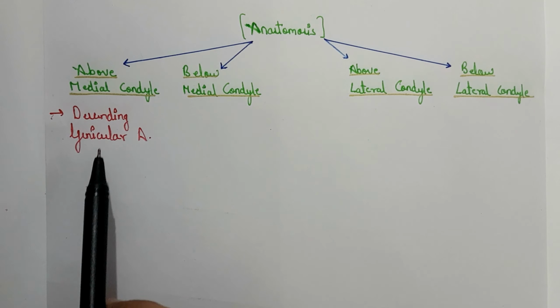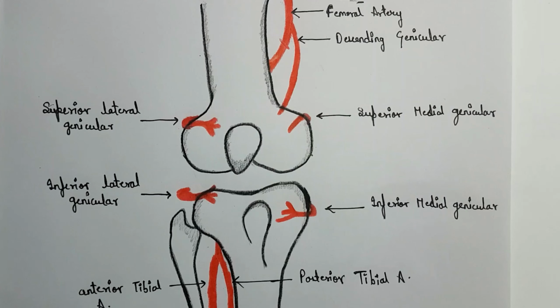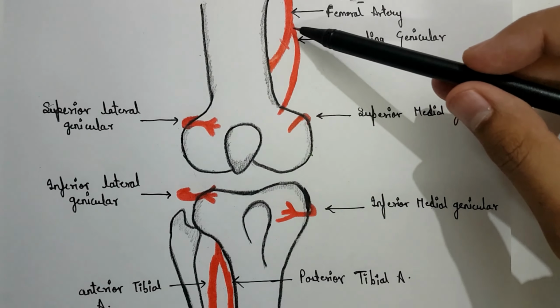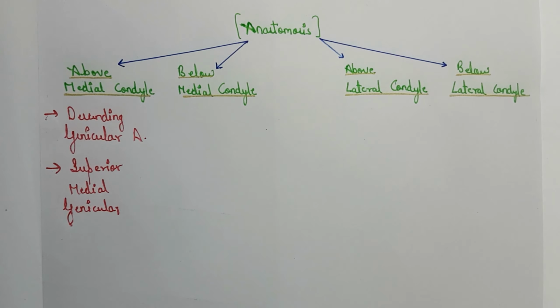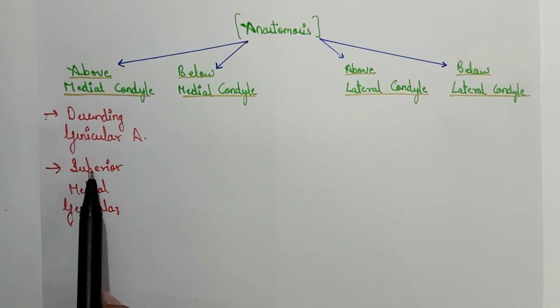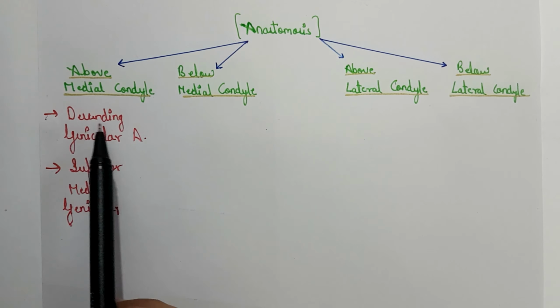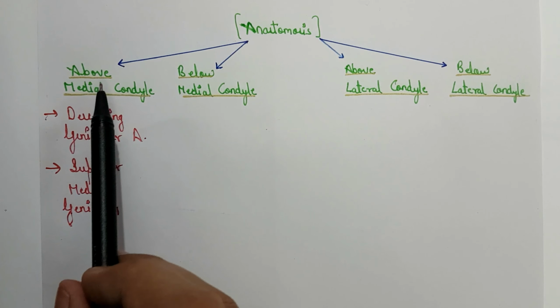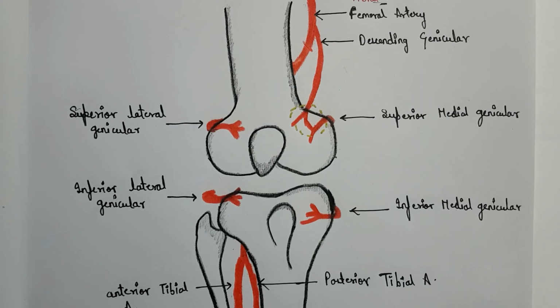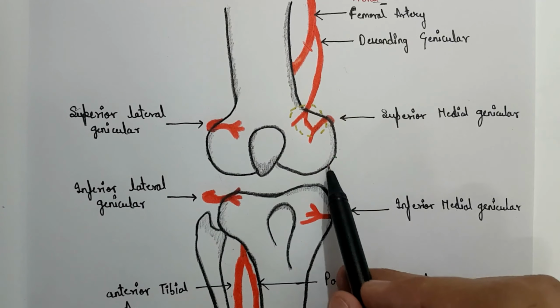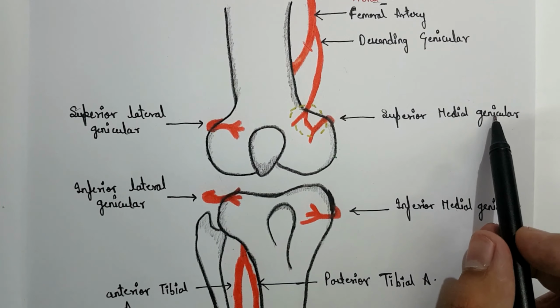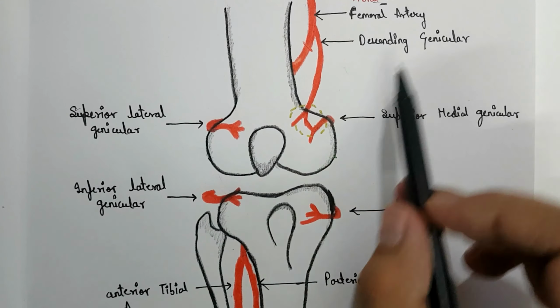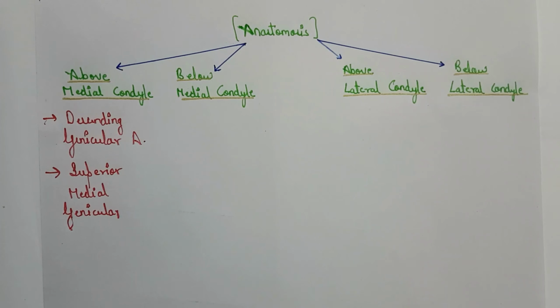The arteries involved include the descending genicular artery, this one, which comes from the femoral artery. The next artery that anastomoses is the superior medial genicular. These two arteries anastomose above the medial condyle. Above the medial epicondyle, we see the superior medial genicular and the descending genicular anastomose together.